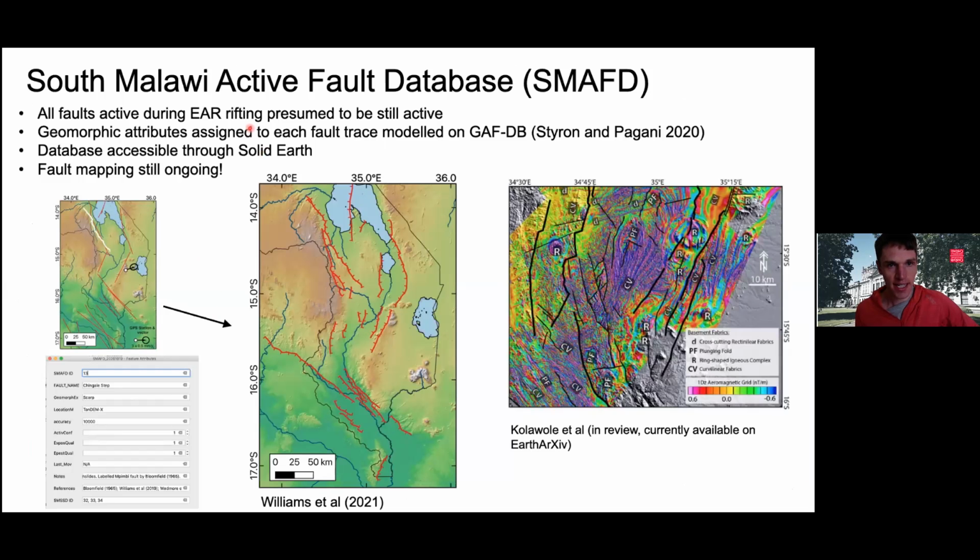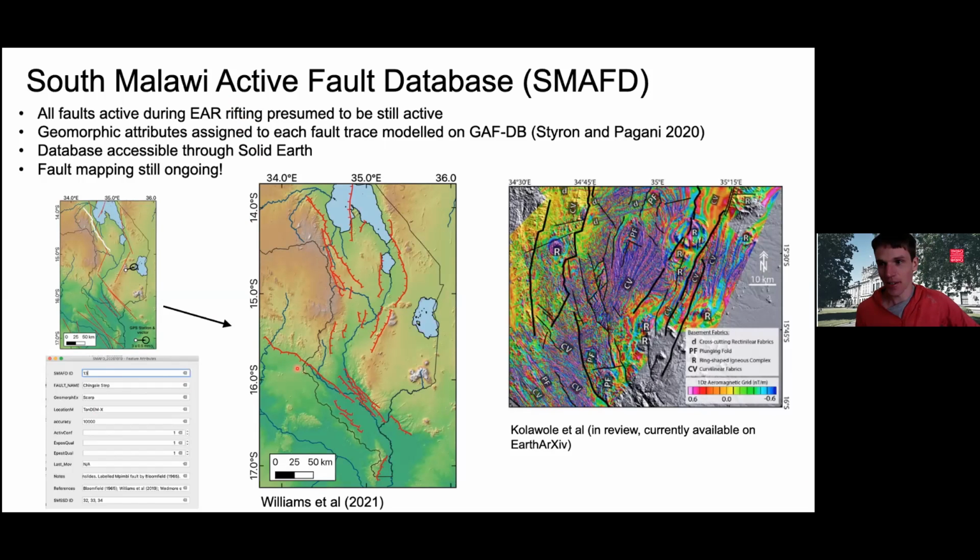So we collated this information in what we called the South Malawi Active Fault Database. Hopefully you'll agree that the fault mapping in this database is a little bit more refined than it was a few years ago. And for each fault, we've added some attributes in terms of how it was mapped and the geomorphology of the fault, which are modeled on the Global Earthquake Model Global Active Fault Database. And this database is readily accessible through the journal webpage for Solid Earth.